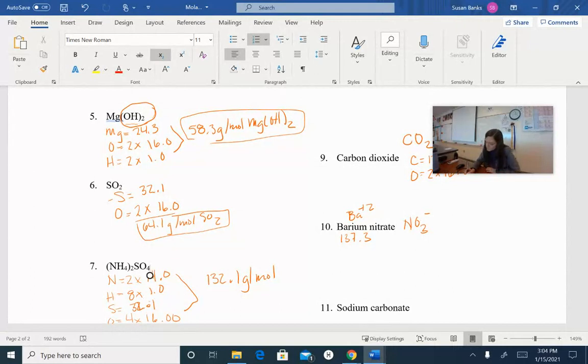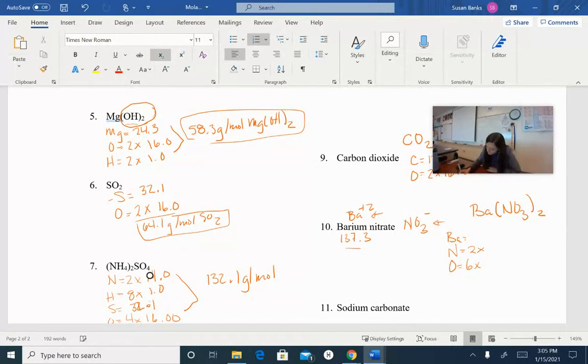Did I get that? Yep, 137.3. So if this is a -1, this nitrate, and this is a +2, how many of each do I need to get the charges to add up to 0? Did you say 1 barium and 2 nitrates? +2 plus 2 -1s will equal 0. So the formula here is this. Did you get that? Okay, so let's look at it. We've got 1 barium. We've got 2 nitrogens, and we've got 6 oxygens.